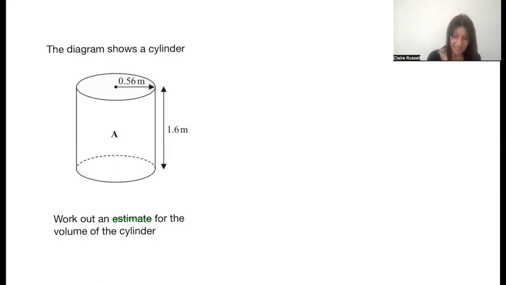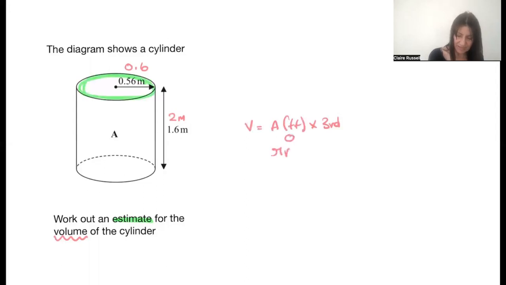Okay, so the key word here is estimate, okay? We don't need to be working with exact values. So this is going to round to 2 meters. This is going to round to 0.6. So not the nicest of numbers. And then we've got to think about what our volume is. So volume is the area of the front face times by the third length, okay? Or the area of the cross section. So the front face of a cylinder is a circle. So the area of a circle is pi r squared.